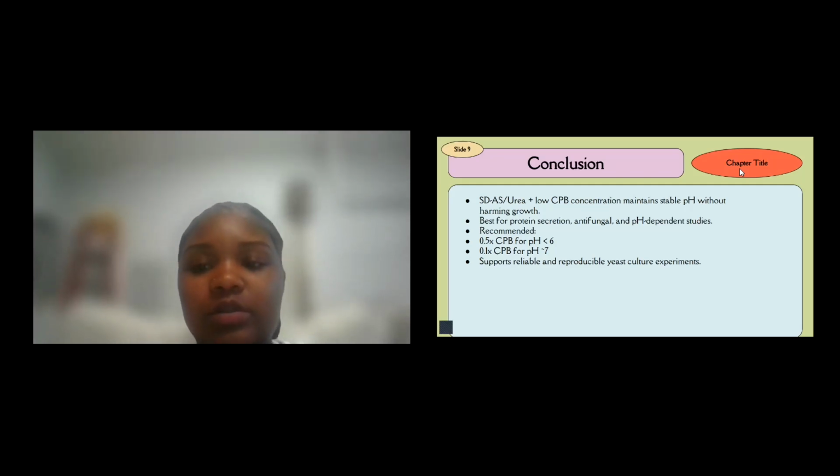The system is especially useful for things like protein production studies, antifungal assays, and for any experiment where pH can affect your results. Overall, it's a great solution for anyone working with yeast cultures in non-automated shake flask and batch systems.